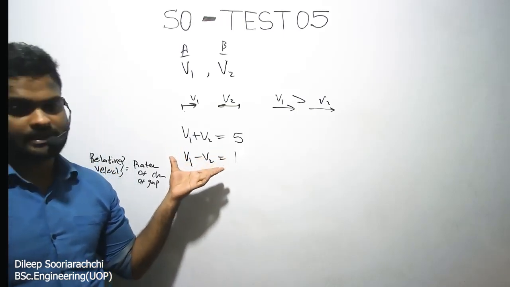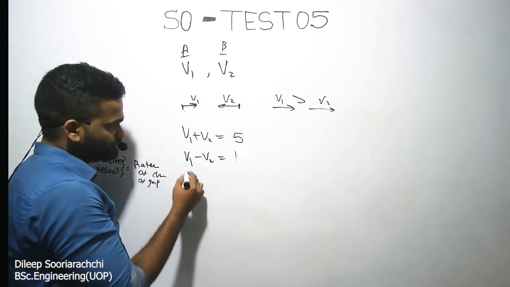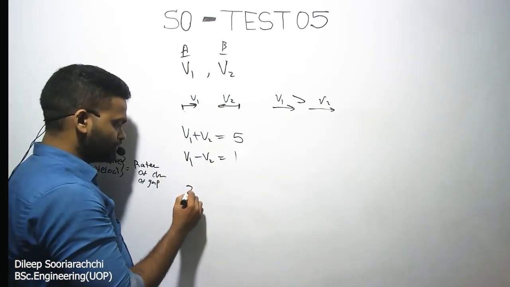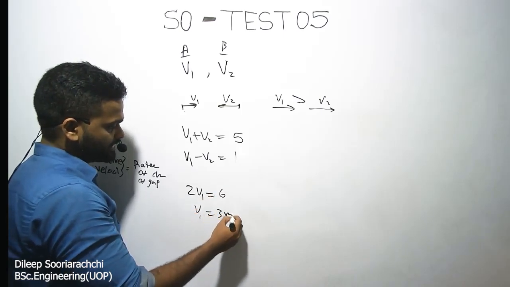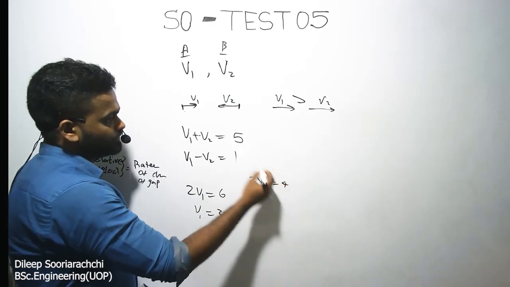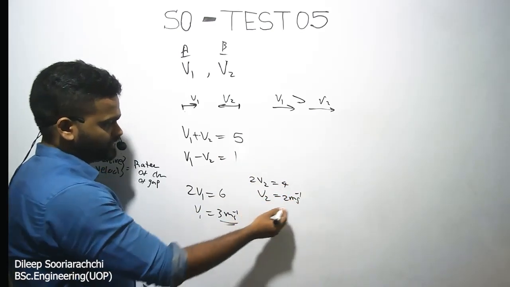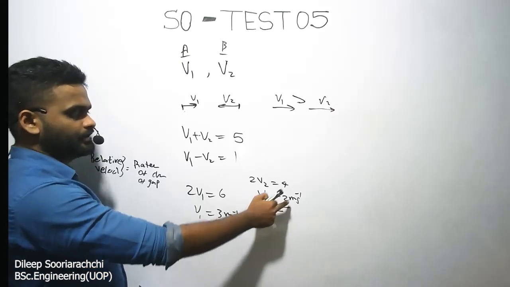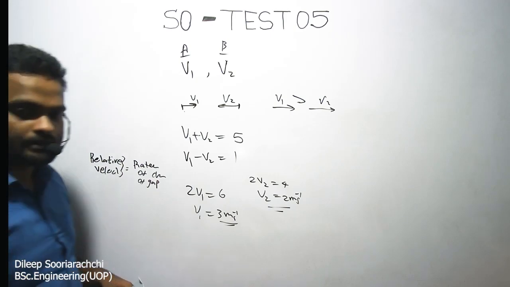So in this question as well, we get simultaneous equations. Just simplify those two. Just add these two. So v1 is 3 meters per second. Then subtract: 2v2 equals 4. So v2 is 2 meters per second. v1 is 3, v2 is 2. So the answer is 3, 2, right? The third one is the answer.